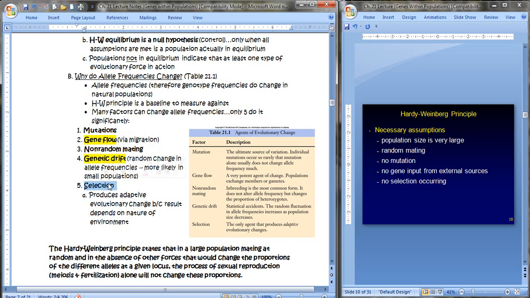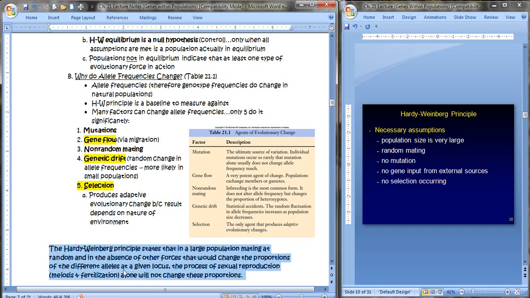And then last is selection, and what this is really talking about is the different forms of natural selection. This will produce adaptive evolutionary change because it depends on the nature of the environment, and it's the only one of these 5 that produces adaptive evolutionary changes.